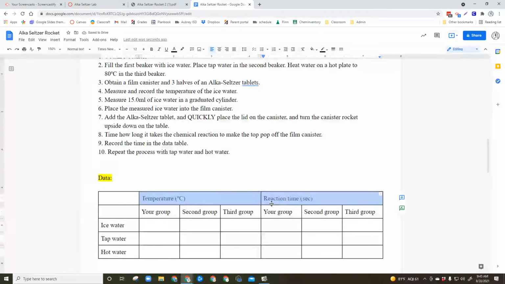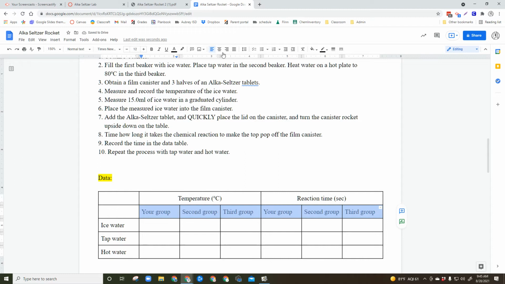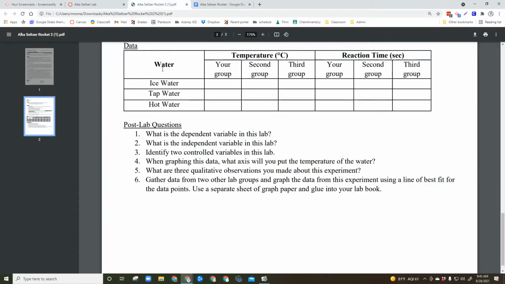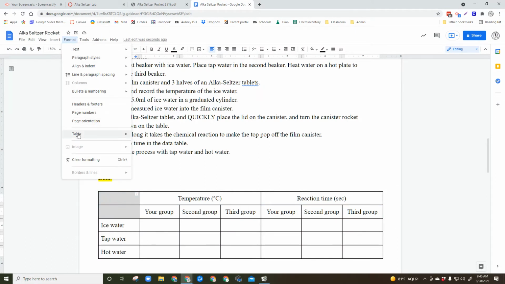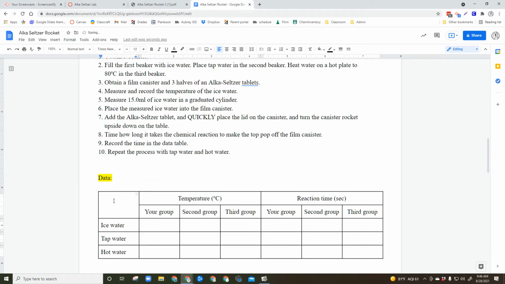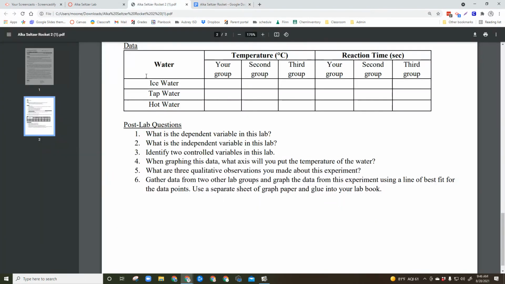Okay, now let's just make this pretty. Let's take these and center them. And we could even take these and center the text too within the cell. All right, and then finally, these two cells have been combined to say water. So again, how do you combine them? Format, Table, Merge cells. Okay, and then we type water in here.